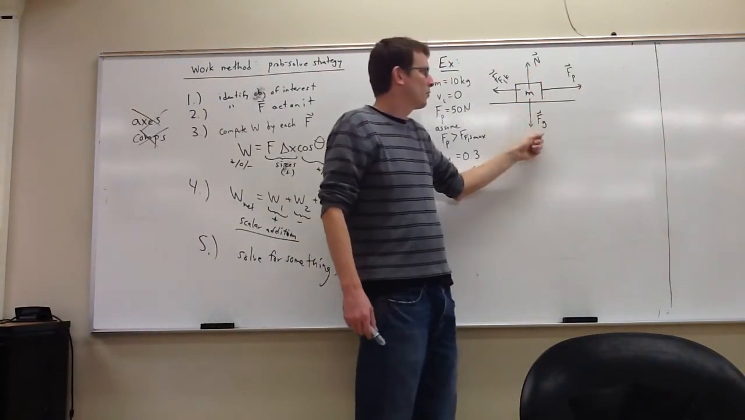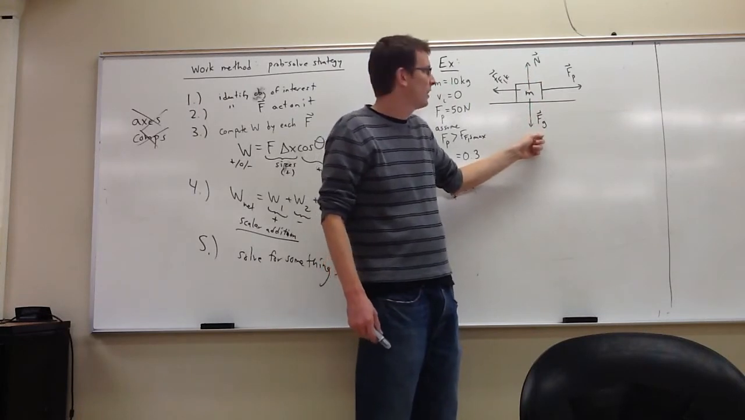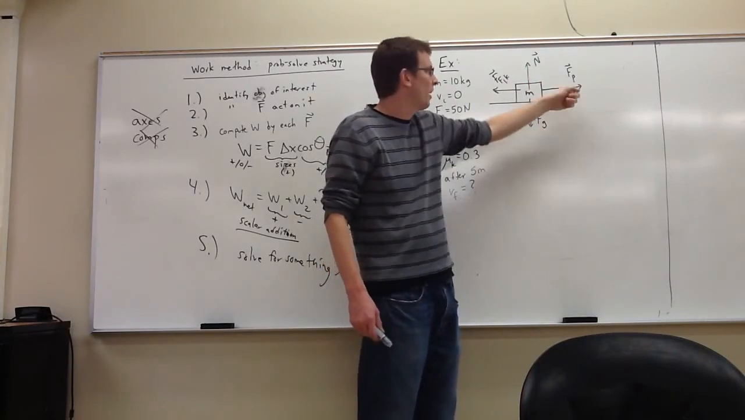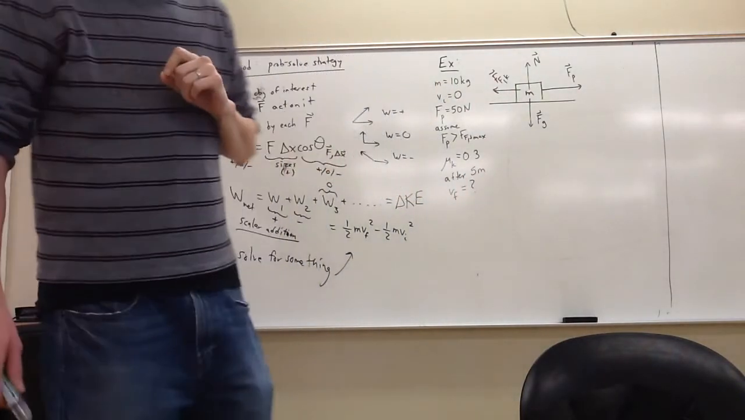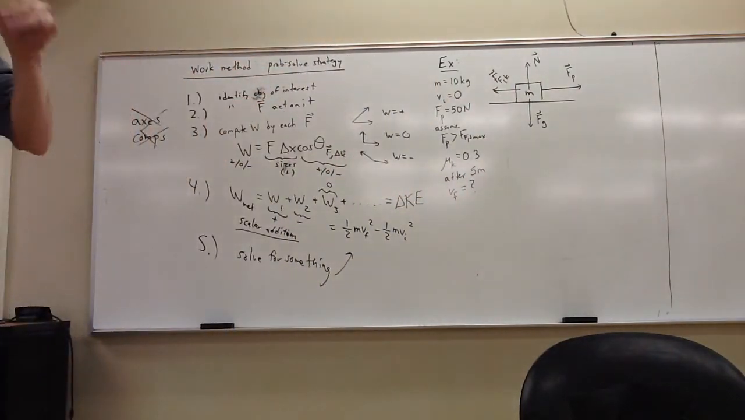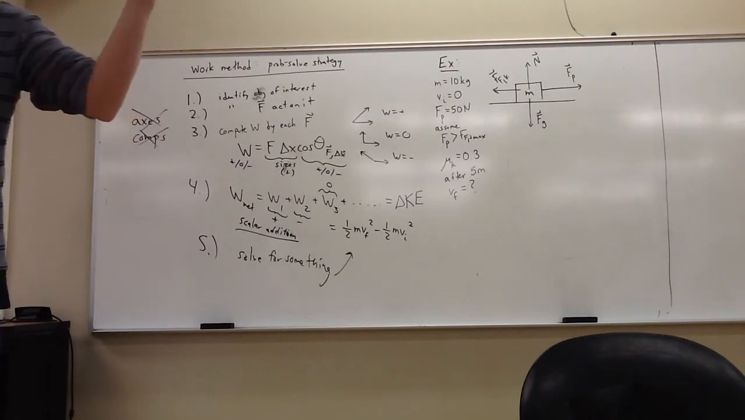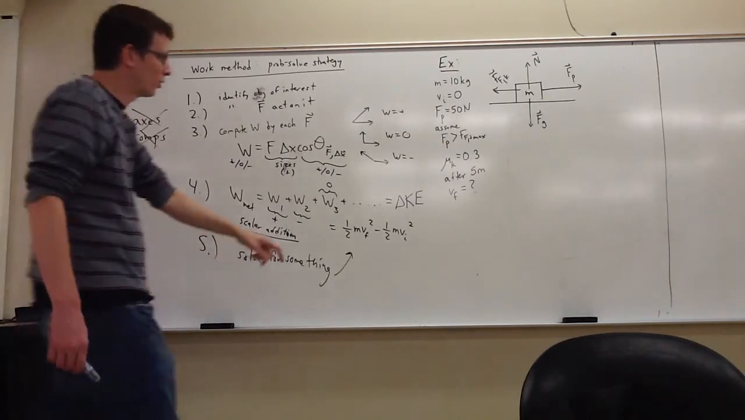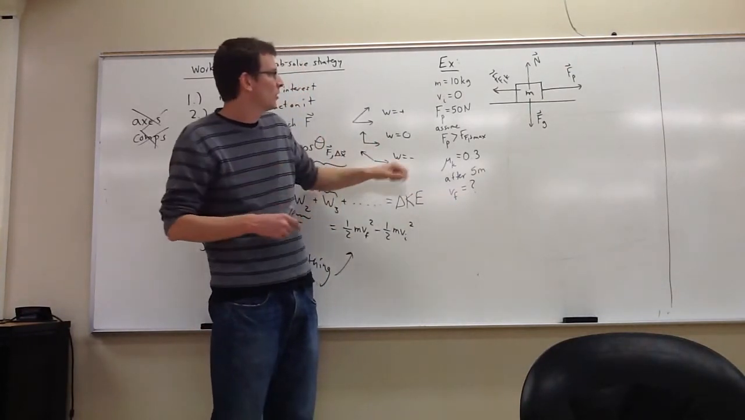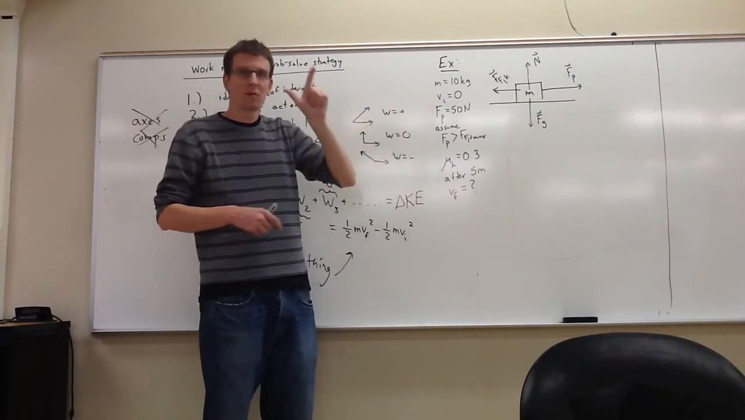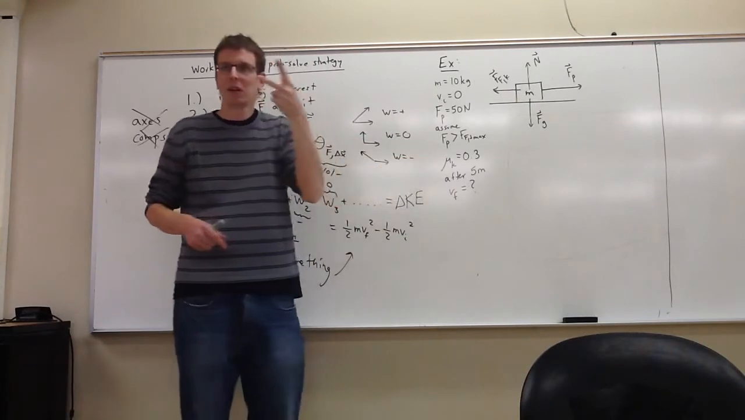N and mg cancel, and then the net force in the forward direction will be Fp minus the kinetic frictional force, right? So that's your net force, set it equal to ma, get your acceleration. Now we're not asked for acceleration, of course, we're asked for final speed, right? So you need the acceleration, v initial is 0, and displacement is 5 meters.